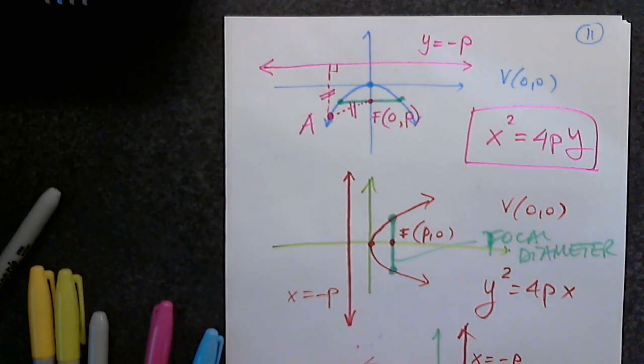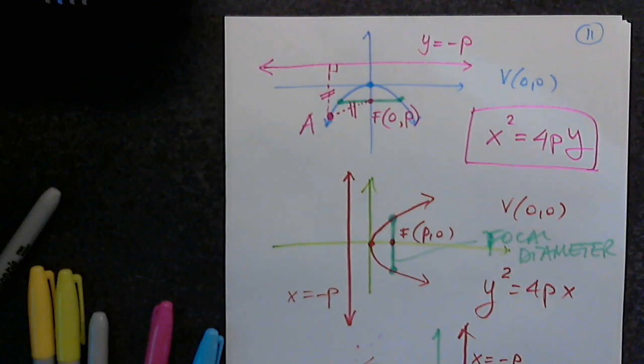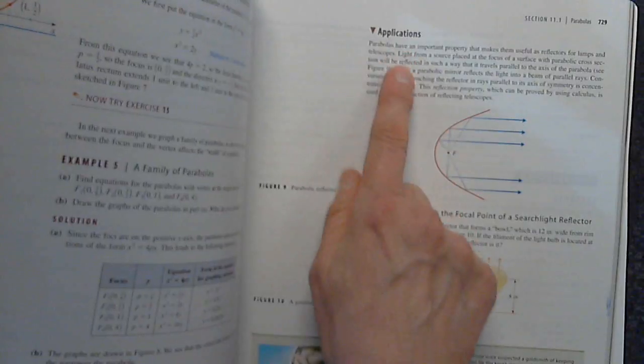What is special about it? Why is it important to know a focal diameter? Because of the properties of the parabola. Very good question. So here are the applications. I was going to point this out to you on page 729.